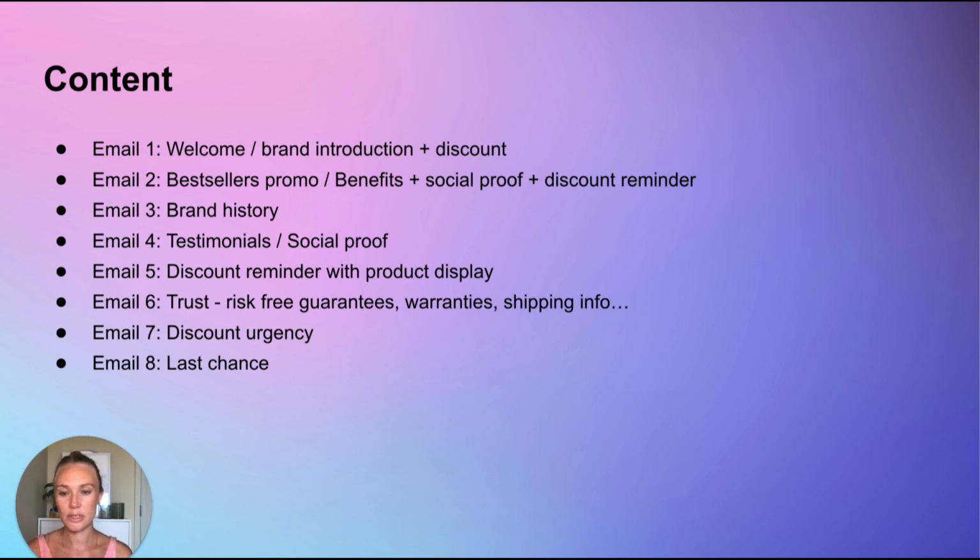Email number 5 is a discount reminder with product display. So you can have a block that showcases your products. Email number 6 would be trust. So here, if they haven't purchased yet, you're already on email number 6, maybe you need to give them some more trust factors. Do you have any risk-free guarantees, like 60-day money-back guarantees? Do you have warranties, shipping information, and so on?